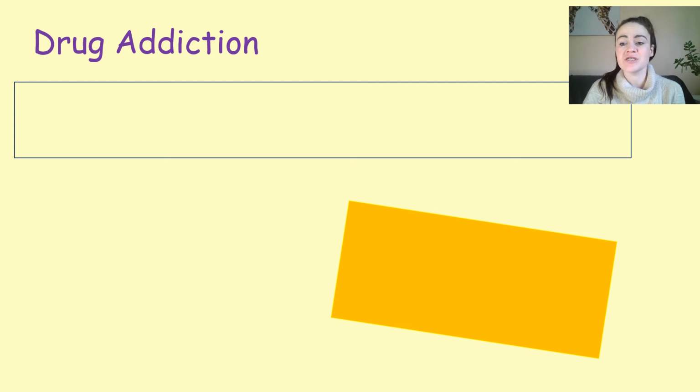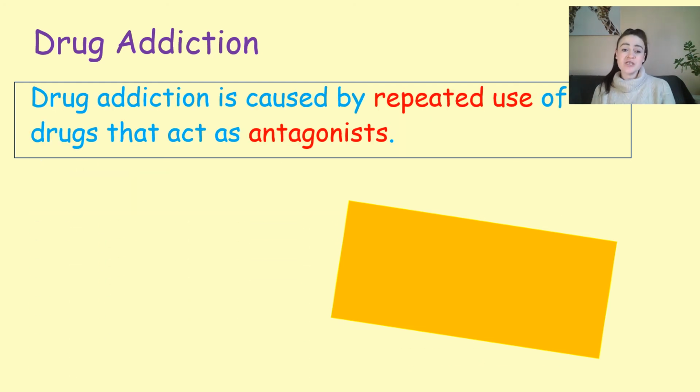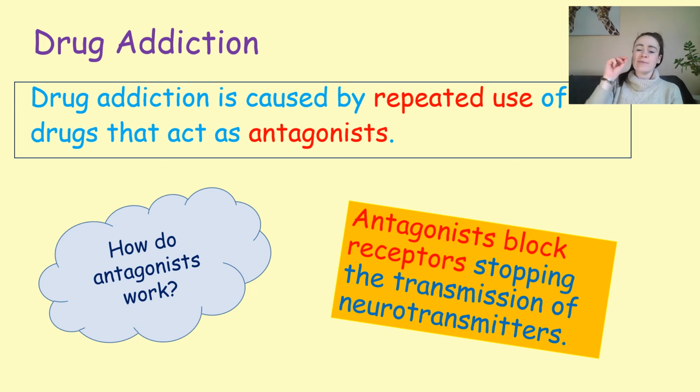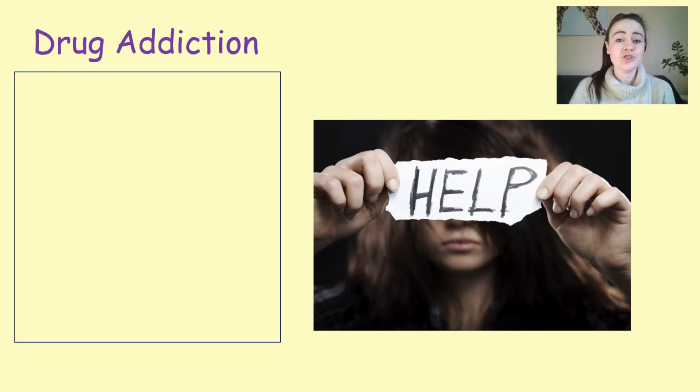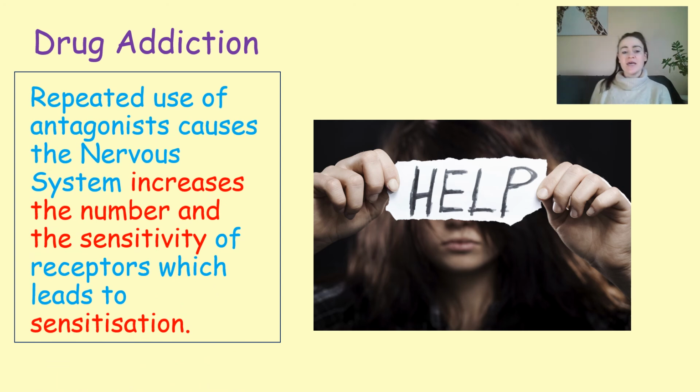Now we're going to look at drug addiction in greater detail. Drug addiction is associated with antagonistic drugs. These are the ones that work against the naturally occurring neurotransmitters. Antagonists block the receptors and stop the transmission of a natural neurotransmitter. They can lead to drug addiction through sensitization. One of the effects of repeatedly using an antagonist is that the nervous system adapts and changes. It increases the number of receptors of the natural neurotransmitter that the antagonist is normally blocking, and it also increases the sensitivity of those receptors.